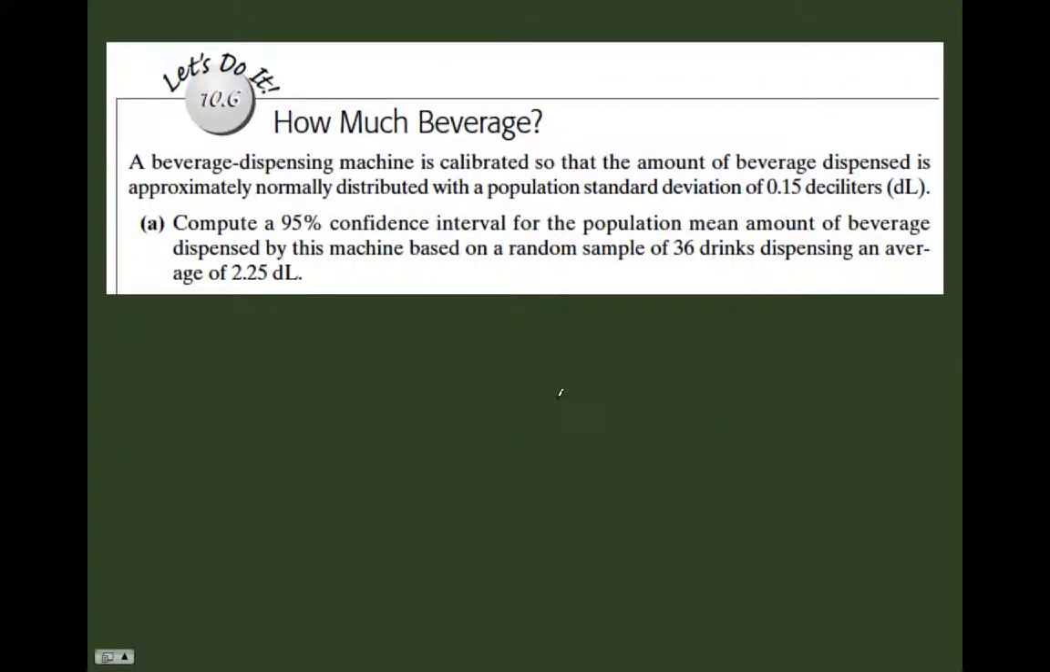So let's take a look at an example here. So here's what we're given. A beverage dispensing machine is calibrated so that the amount of beverage dispensed is approximately normally distributed with a population standard deviation of 0.15 deciliters. Okay, so sigma is given here. That means we can use the z interval.